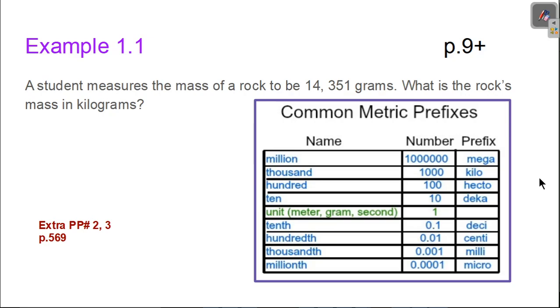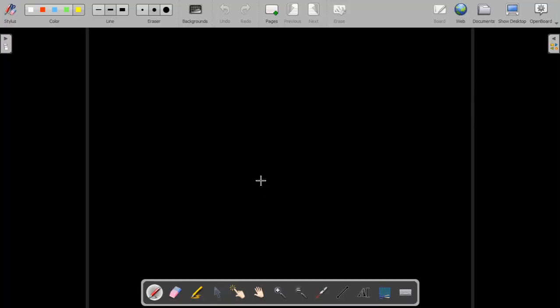Example 1.1 on page 9. It says a student measures the mass of a rock to be 14,351 grams. What is the rock's mass in kilograms? I put the prefix table right there for you, just in case you have not yet had a chance to memorize this. But you need to start thinking about memorizing this information. The ones I said, the kilo, the milli, and the centi. And if you want, the deci, because you're going to use that one as well. So let me go to the whiteboard and let's get started.